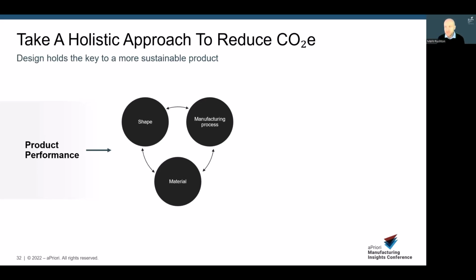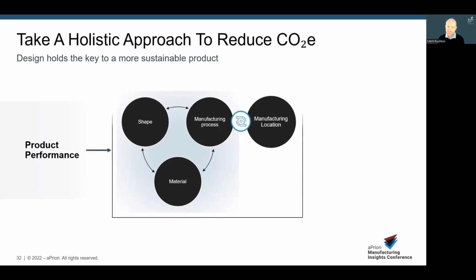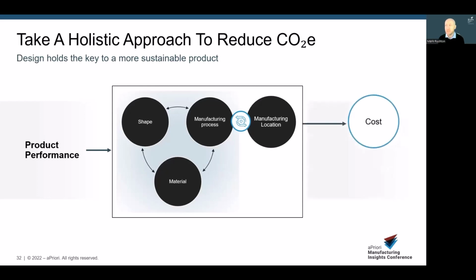So then we've got all of those things considered, we can then look at the manufacturing location, because by making certain choices, we might limit our options there. If we're choosing a manufacturing location first, that's going to feed back and make us make some decisions around the manufacturing process and shape and material. And all of those things are what impacts our cost. So we need to consider all of those things together to work out what our cost is going to be.